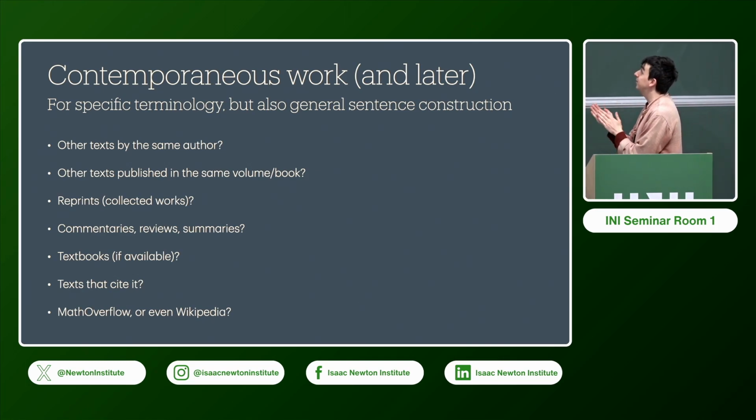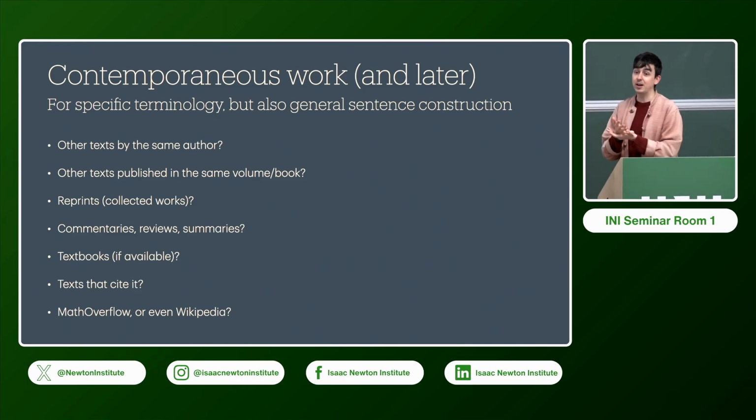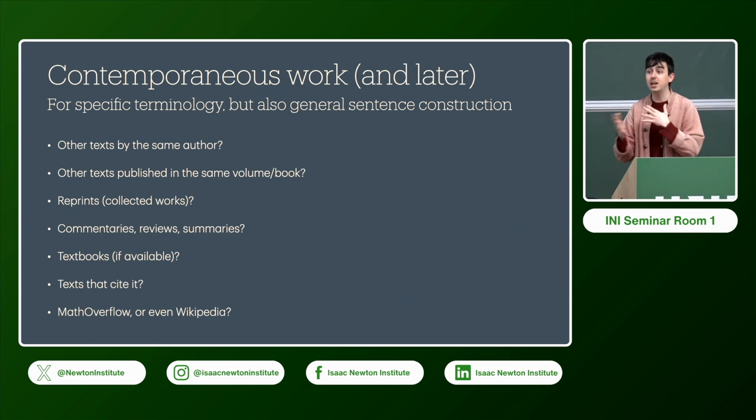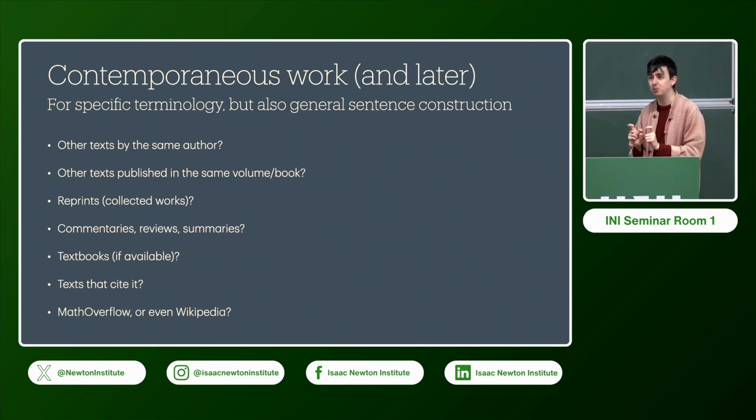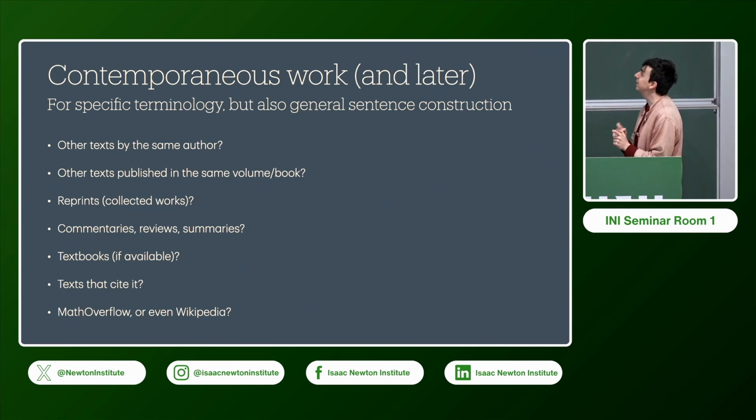A very obvious one is contemporaneous work. So something you find a lot is authors who publish, for example, in French, likely also publish in English. They likely talk about some similar things. So if you're struggling with certain terminology or certain phrases or even certain statements that you can't quite clarify mathematically what they mean, a great place to look is other texts by the same author. Sometimes even other texts published in the same volume.